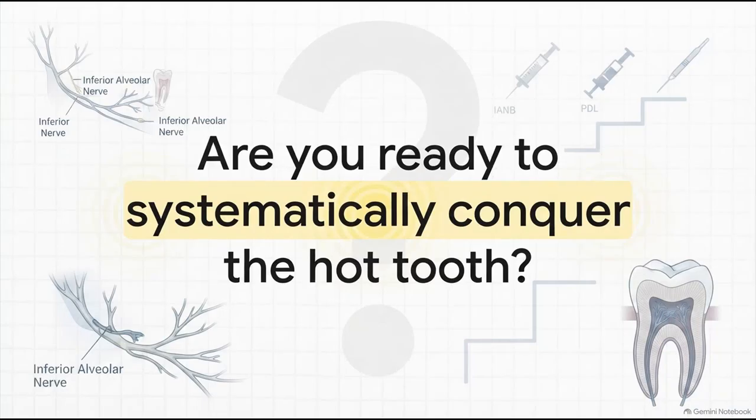So we've traced the tricky anatomy, we've broken down the nasty biochemistry, and we've walked through the step-by-step clinical pathway. Now I want to leave you with this final thought. Will you continue to rely on a single, frequently failing block, leaving both you and your patients completely frustrated? Or are you ready to abandon that reliance and integrate this methodical, stepwise escalatory protocol into your daily practice? By respecting the underlying biology and systematically escalating from the INB to the articaine infiltration to the PDL and finally to the intrapulpal injection, you can definitively conquer the hot tooth.